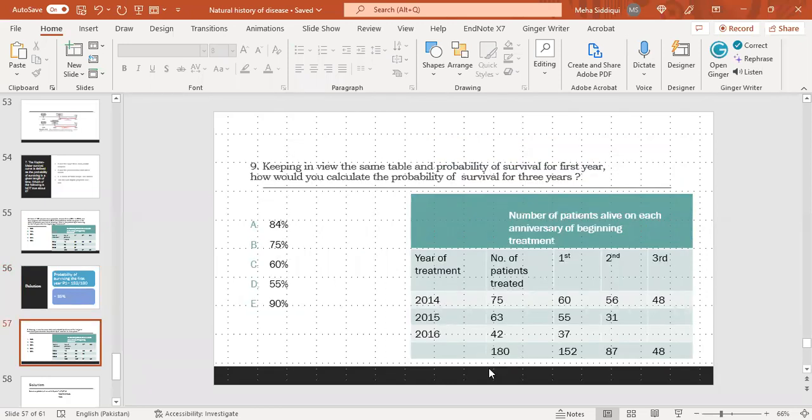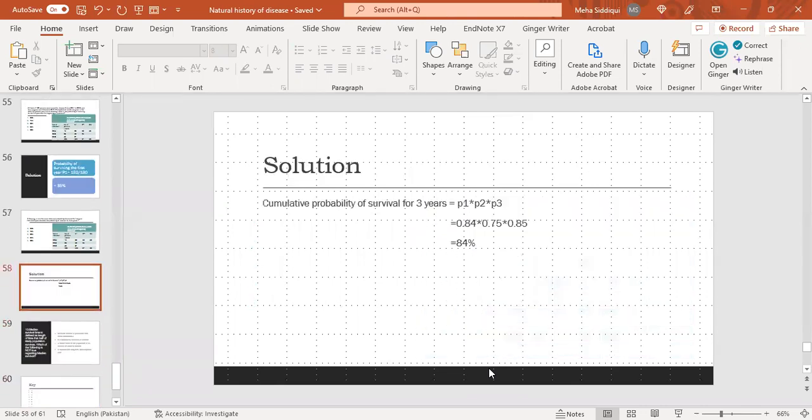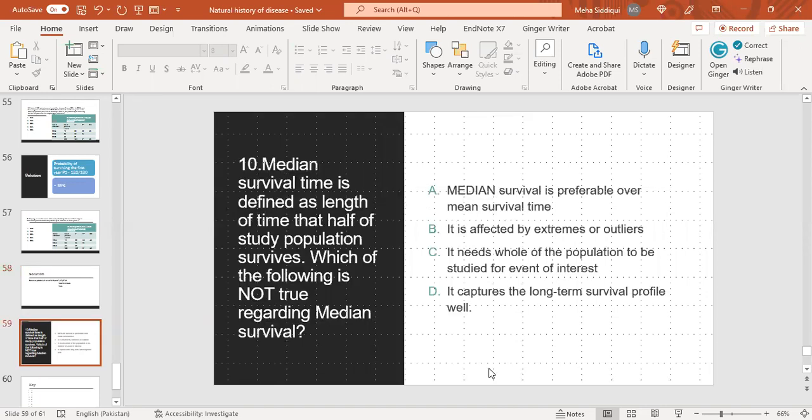Keeping in view the same table and probability of surviving for first year, how would you calculate the probability of surviving for 3 years? So here the right option again is 55. No, it is 84. We will calculate probabilities for each year, that is for 3 years, one by one. And after that, we will multiply all the probabilities and the result we would get is 84%.